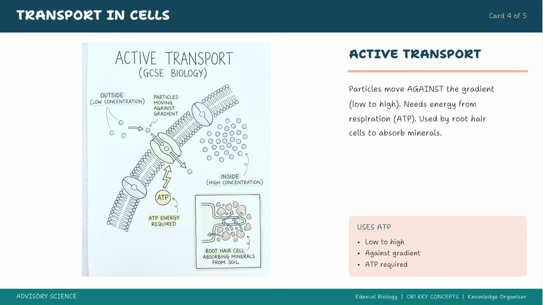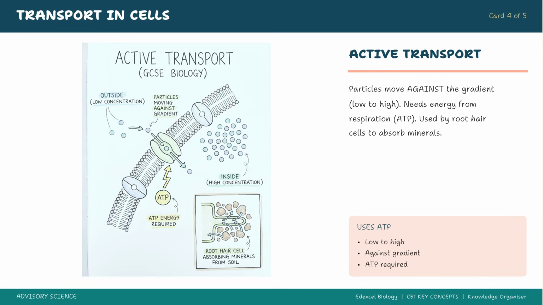The classic example is root hair cells absorbing minerals from the soil. Plants need mineral ions such as nitrates and magnesium for healthy growth. For example, magnesium is needed for chlorophyll. Without it, the leaves of a plant look a bit yellow.